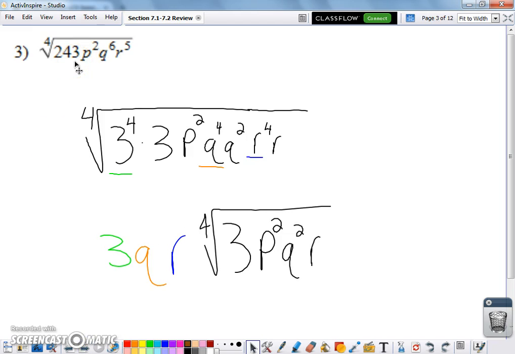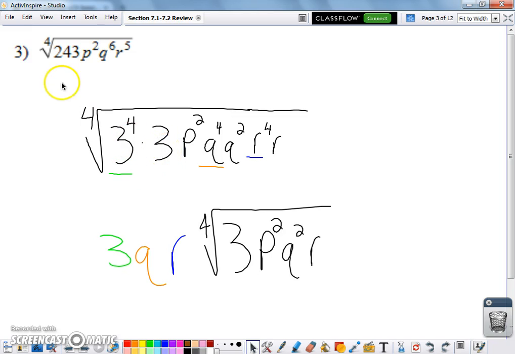Now, this one's a little trickier, I admit. It's to the 4th power. I want things to the 4th power now. Well, can I break apart things to the 4th power? Why, sure I can. What is 2 to the 4th power? It's 4, 8, 16. Does 16 fit in there evenly? No, it doesn't. Oh, man, I got to go to 3 to the 3rd power. That's 81. Does 81 fit in evenly? Why, sure it does. 81, which is 3 to the 4th, times 3.